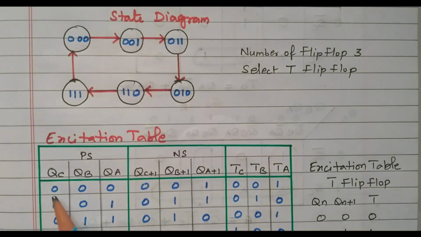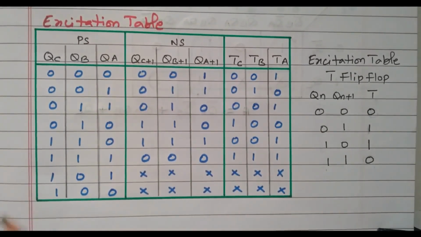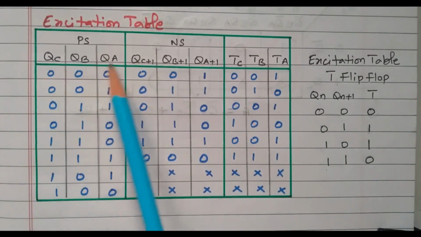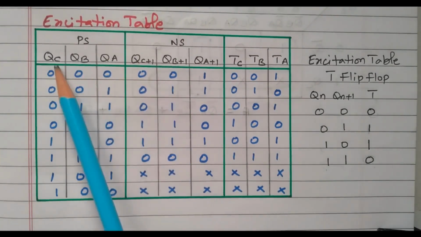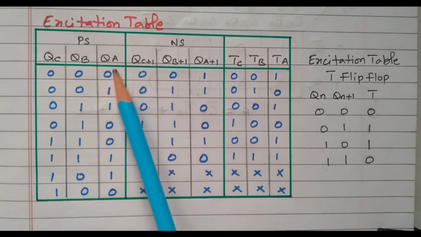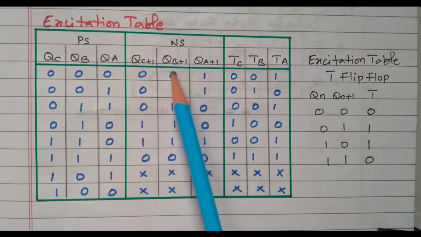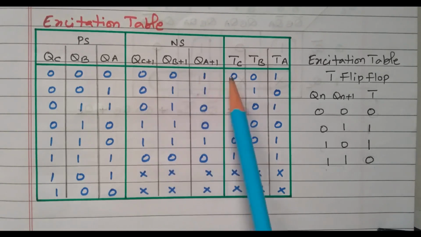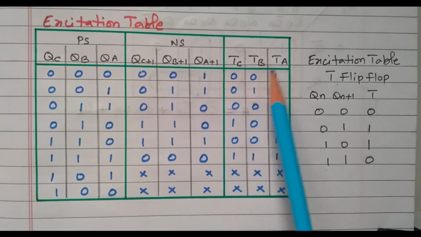Now we need to identify the input to the T flip-flop. That is nothing but the excitation table of the counter, right? There are 3 flip-flops available, C, B and A. QC, QB, QA is nothing but the current state of the 3 flip-flops. QC+1, QB+1, QA+1 is the next state of the flip-flops. For that we need to identify the input to the T flip-flops C, B and A.